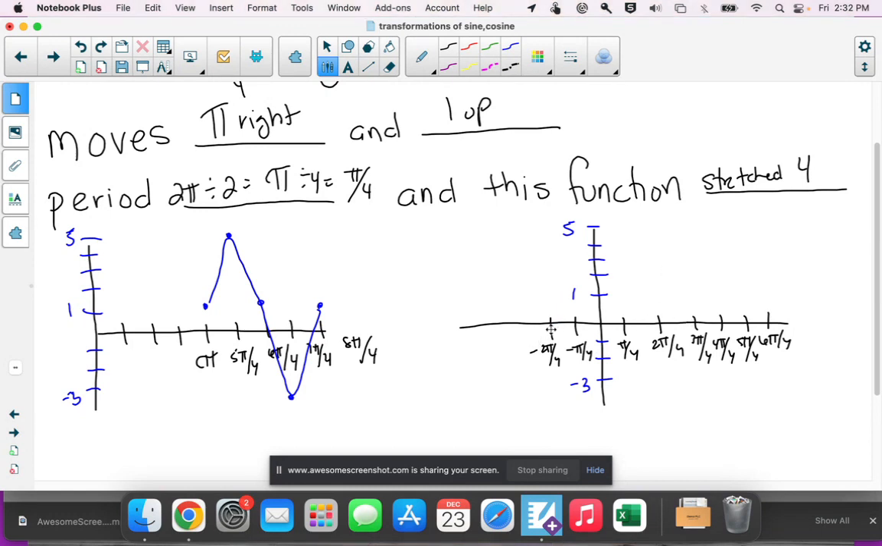So I'm starting at 4 places to the right. 1, 2, 3, 4. Middle, down, back up to the middle, back up to the top, and back to the middle. And again, check for placement. At pi, I should be at 1. So these 3 points match with these 3 points. So again, just to show you, it does not matter which way you graph it. Okay, so that's it as far as putting it all together. We'll do some more practice in class, and that is it for graphing sinusoidal functions.